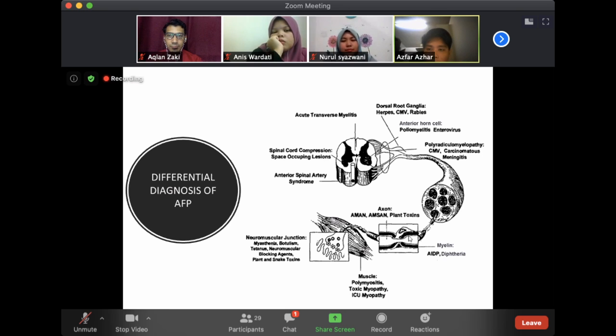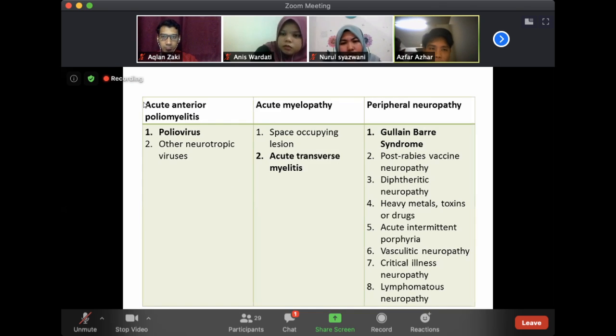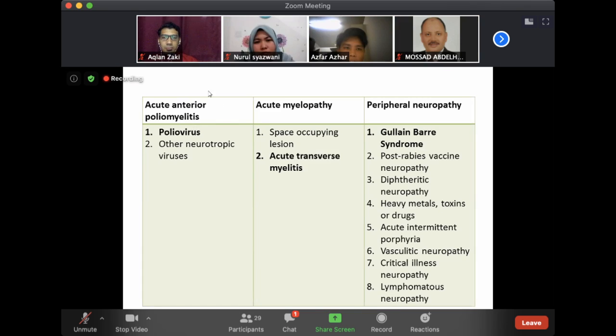So those were several diseases that I would like to focus on. If it is on the acute anterior horn, we will consider acute anterior poliomyelitis. The cause is poliovirus, and for the spinal cord itself, acute myelopathy. So we can consider acute transverse myelitis, space occupying lesion, and also peripheral, if the lesion is on the peripheral nerve, it can be caused by Guillain-Barré syndrome, post-rabies vaccine neuropathy, and all of these reasons.